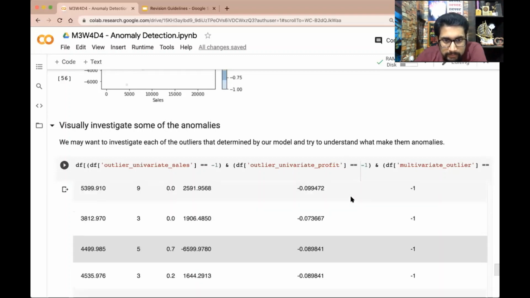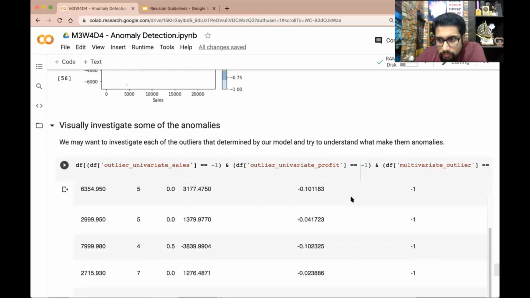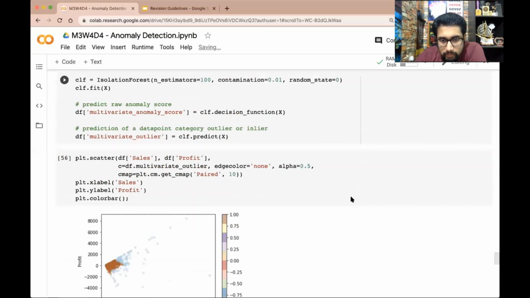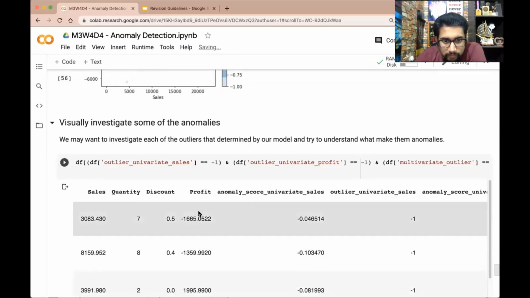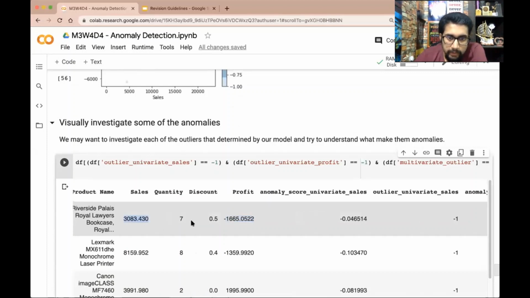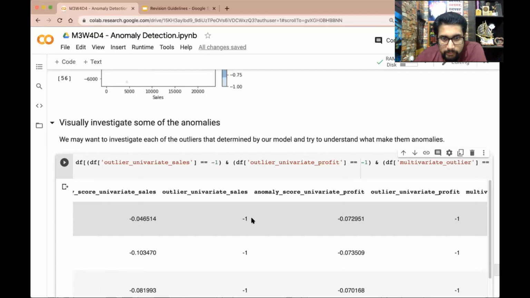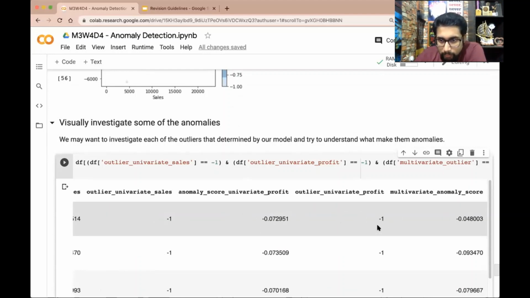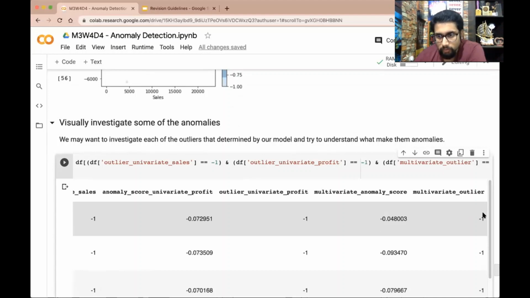So there are many such values, right? Seems like a whole data set is there which has this kind of value. The profit amount is very low, the sales quantity is very high. This has been flagged anomaly with respect to sales, with respect to profit, as well as with respect to the combination of both.